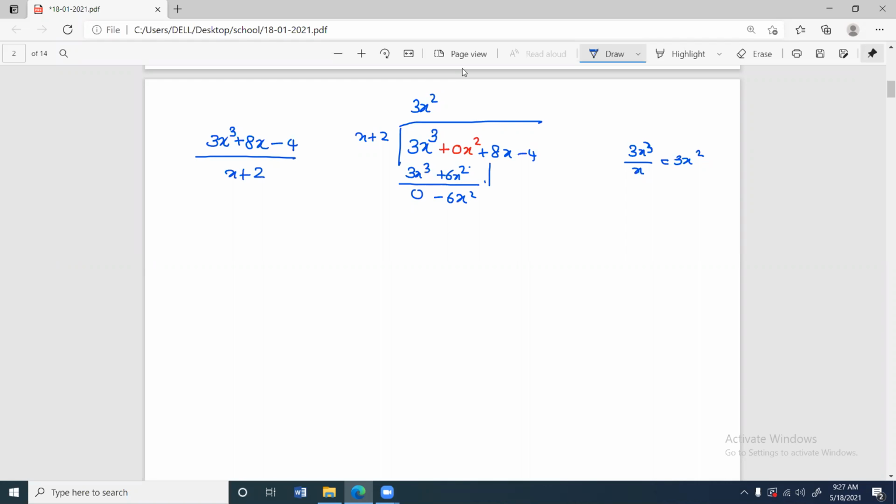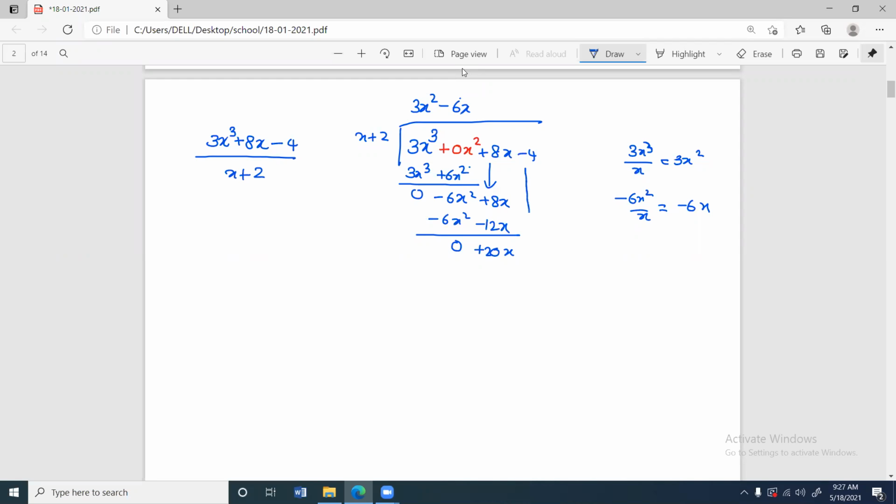Then take the next term down. Now see how many x terms there are for minus 6x squared. It's minus 6x. Now multiply this whole expression with minus 6x. Minus 6x into x is minus 6x squared. Minus 6x into 2 is minus 12x. Then subtract it. Then what do you get? 0. 8 minus minus 12 is plus 20.